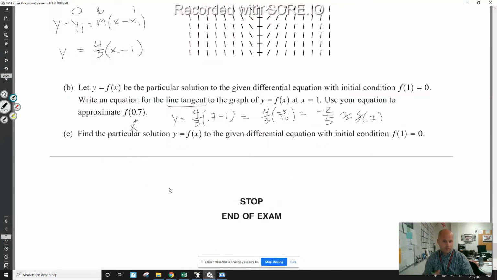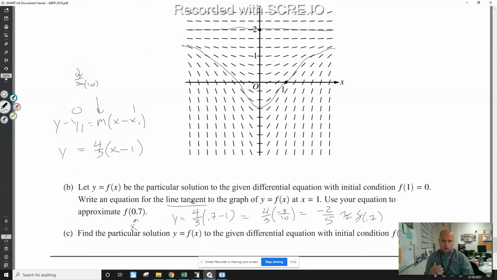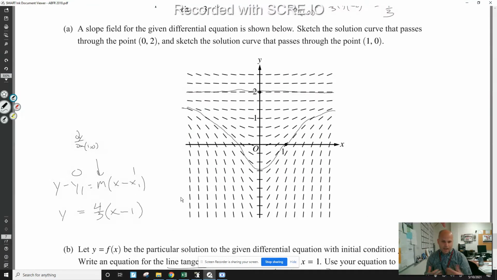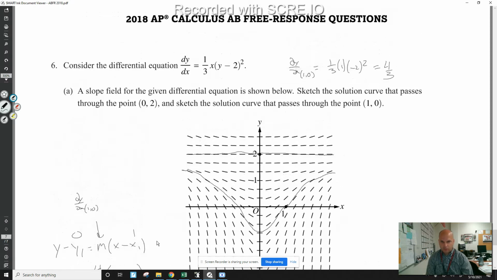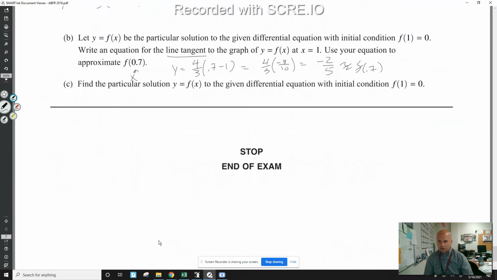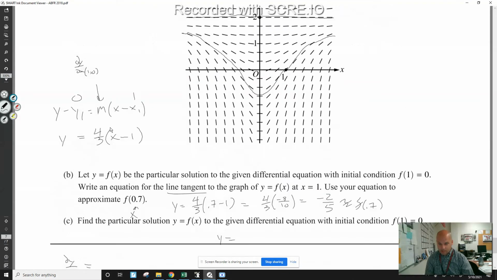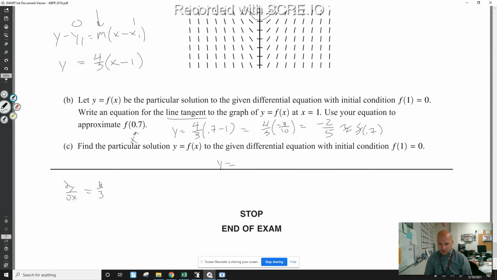Part C is one of the highest point givers or takers away on the AP exam. It's like 4 or 5 points. It asks to find the solution to this differential equation. How do we find the solution? A solution to a differential equation is: what is the y equals equation? We need to take the antiderivative of this, but the only way we can do that is through the process of separation of variables.